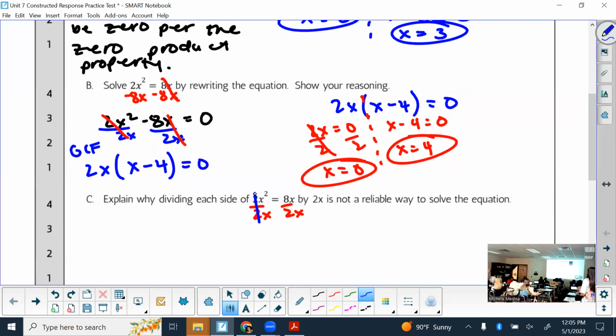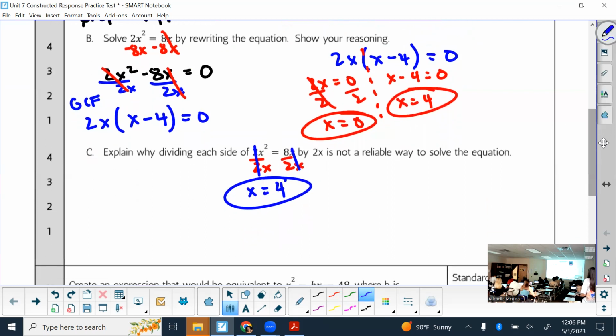2 divided by 2 cancels out. X divided by x cancels out. So simplify. What's x squared divided by x? What's 8 divided by 2? That's one of my answers, right? But why is this method not reliable? So you could say this method is not reliable because why?